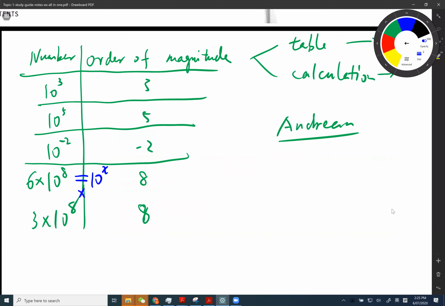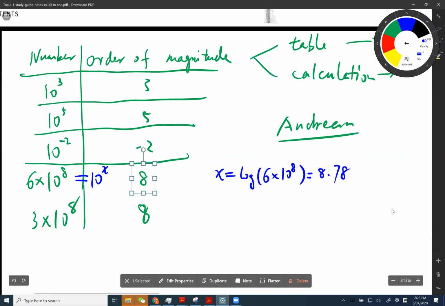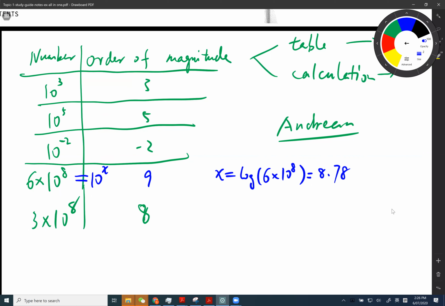This part is not in the pre-exam, but you learned log. To calculate x, you need a log calculator. Log 6. Calculator. What's the value if you take the log? 8.78. So the order of magnitude is 9. You understand why 9? Because you round up, since it's bigger than 0.5.